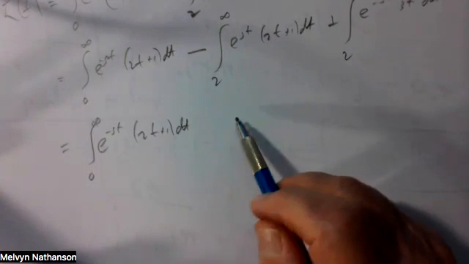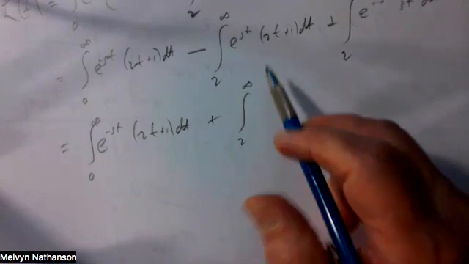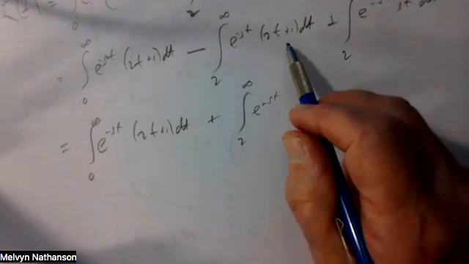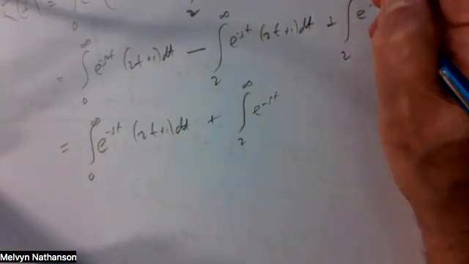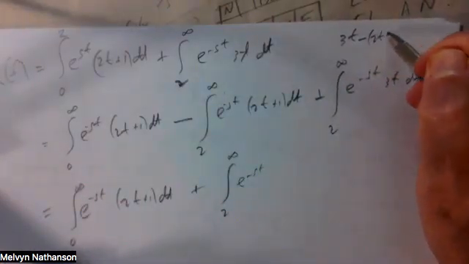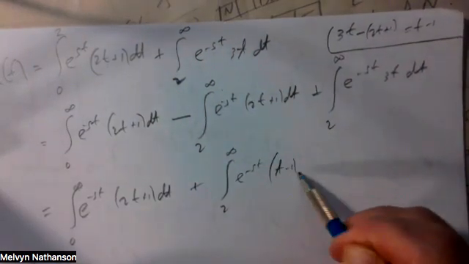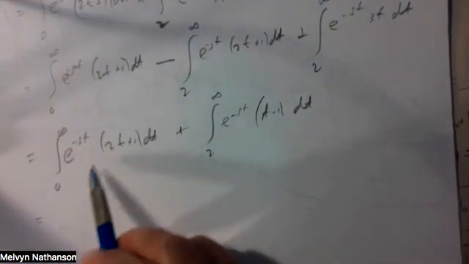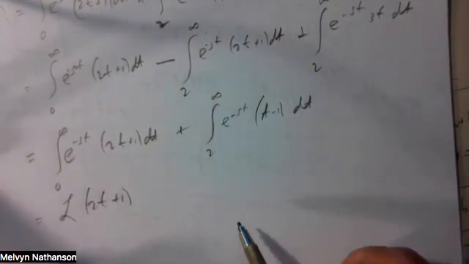And here I have the integral from 2 to infinity of e to the minus st, 3t minus 2t plus 1. And just note, 3t minus 2t plus 1 is t minus 1. So t minus 1 dt. And so let me just repeat. But this, of course, is just the Laplace transform of 2t plus 1.